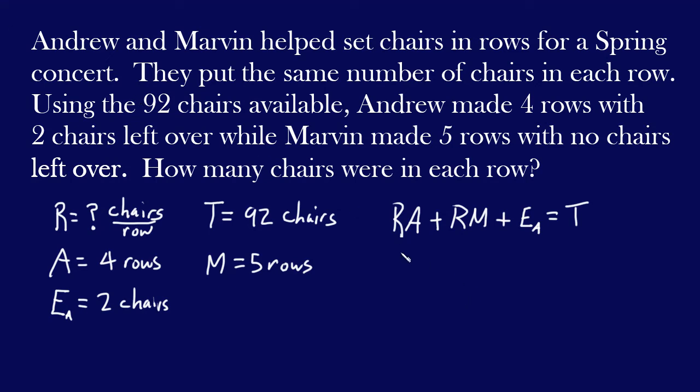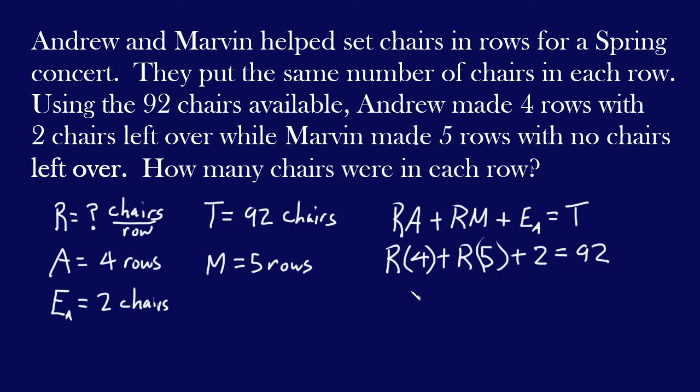Okay, so now that we've done our unit of measurement check, we can just substitute in our values. We don't know what r is, that's actually what we're solving for, but we do know what a is, and that's 4. And then we again don't know what r is, but we do know what m is, and that's 5. And then e sub a, that's 2. And then the total number of chairs is 92. So again, just to recap, r times a represents the number of chairs that Andrew set up. This term r times m represents the number of chairs in the rows that Marvin set up. And then this is the 2 extra chairs, and that total amount is 92.